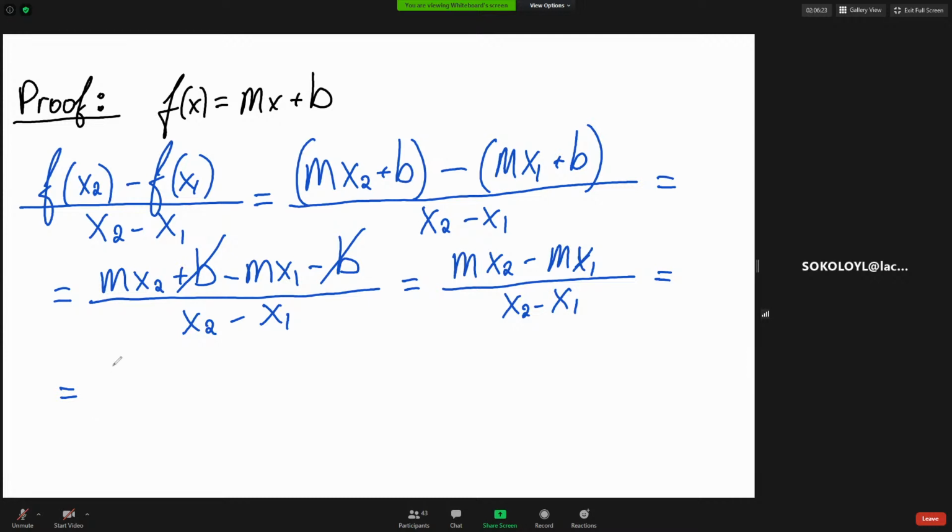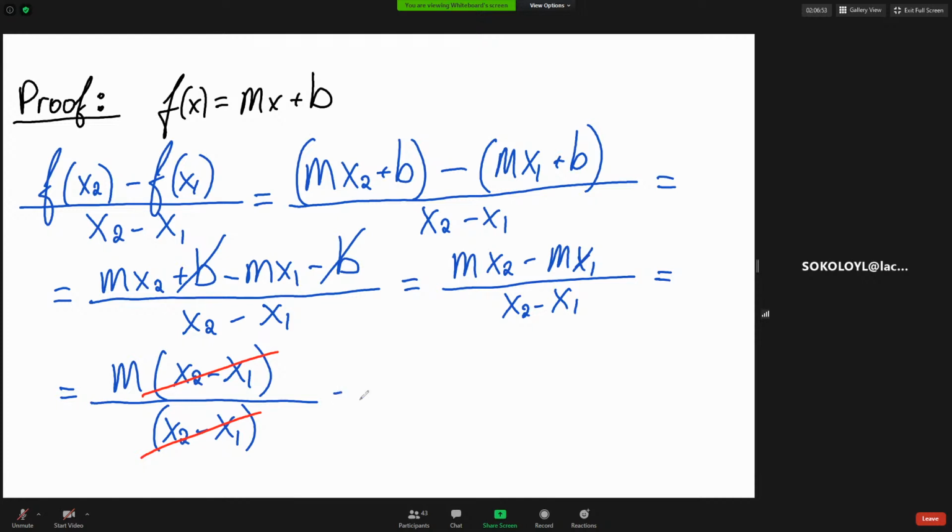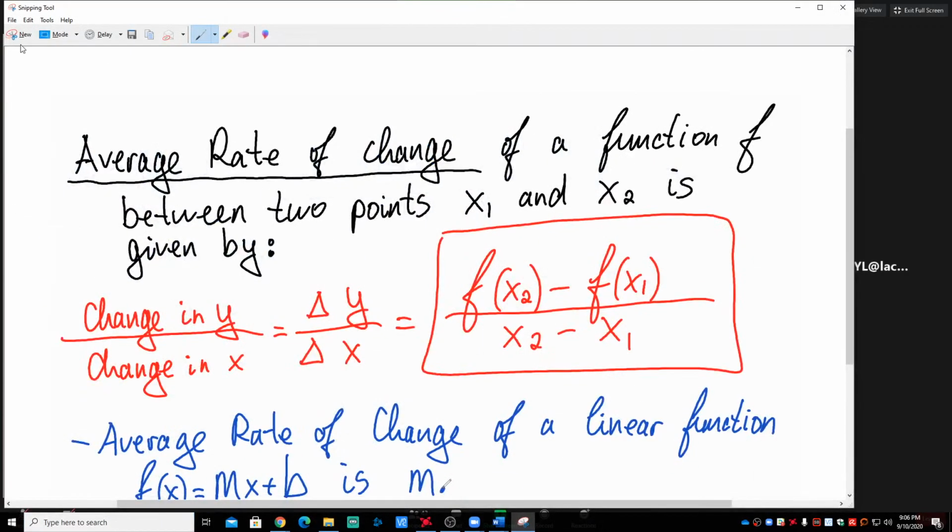Factorization: factor out the GCF m in the numerator. And the denominator is already factored, I'm just going to put it in parentheses to group it and to show that we have the same factor, x sub 2 minus x sub 1. So as long as x sub 2 and x sub 1 are not the same point, they're two different x values, then these will reduce, leaving us with just m. And that's exactly what we were trying to show, that the average rate of change for any linear function is always the slope of that function. So that's the proof.